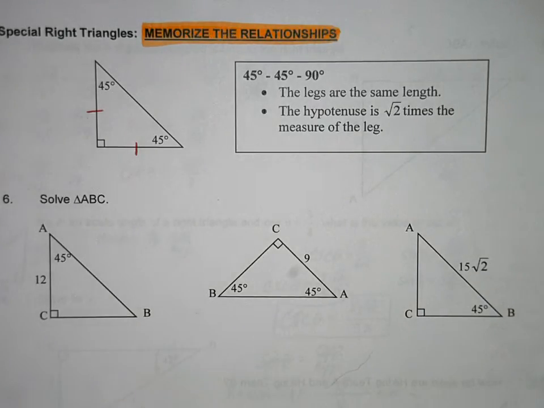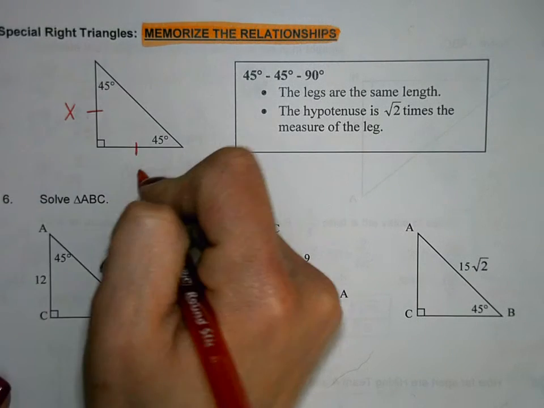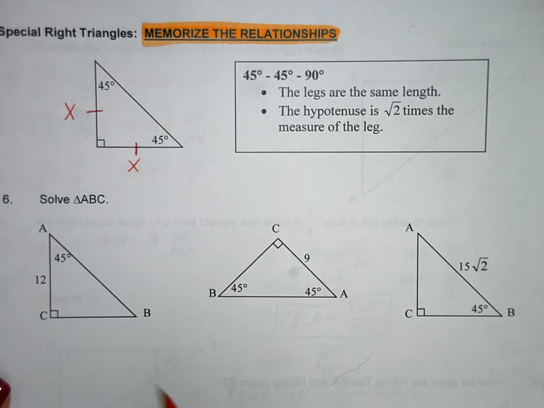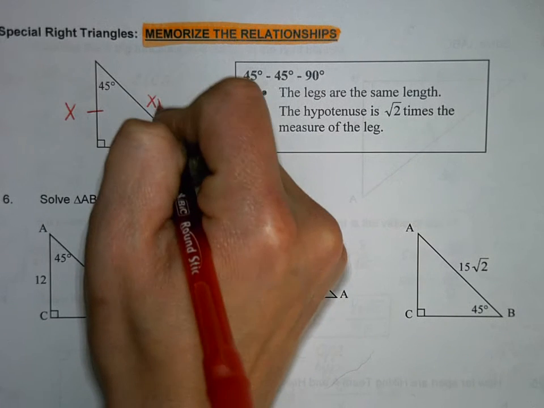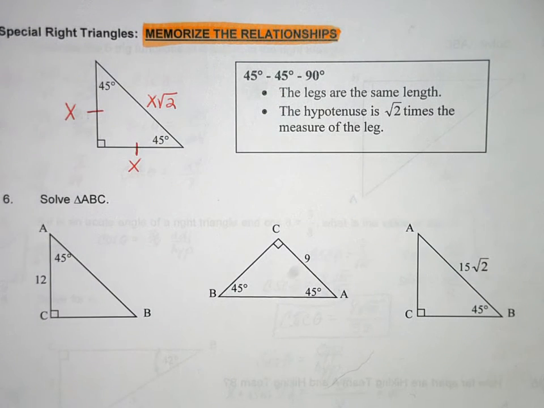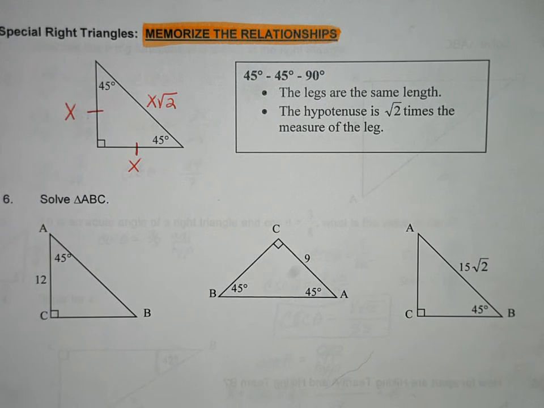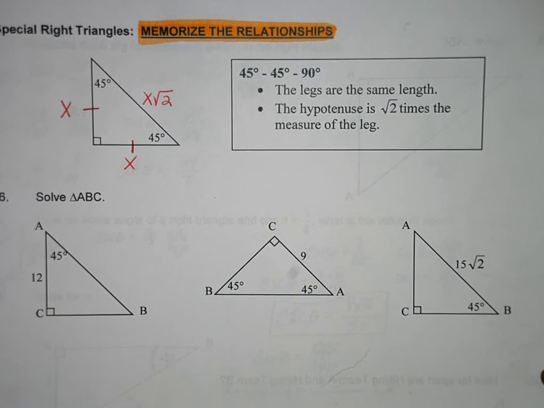So the relationship that we are going to relate is that I don't know the sides that are equal, but I'm going to call them x. So across from the 45s is x, which means my hypotenuse is the leg, the x, multiplied by the square root of 2. So in a 45, 45, 90, the relationship that we're going to mark is x, x, x square root of 2.